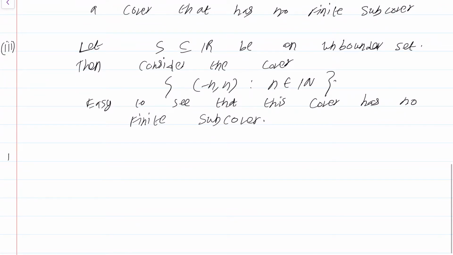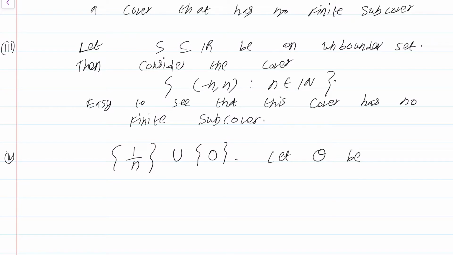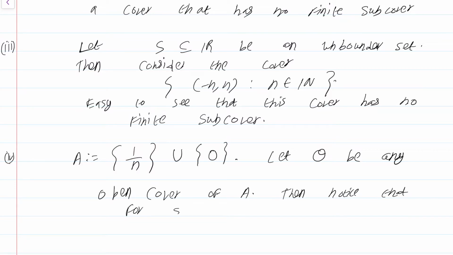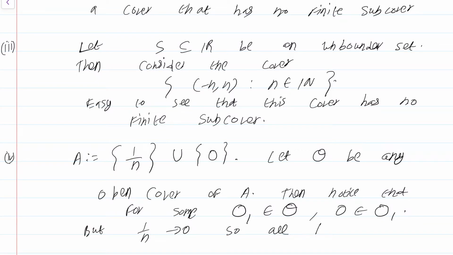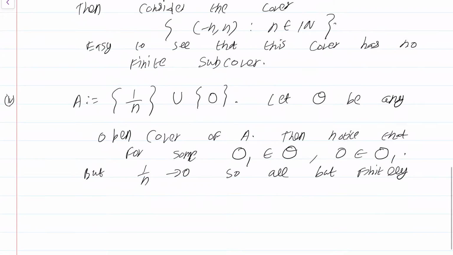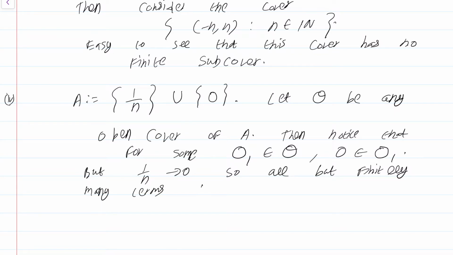Okay. A fourth example, consider the set {1/n} union the set with 0. Let me call this set A. Let O be any open cover of A. Then notice that for some O_1 in O, 0 belongs to O_1. Right? Because this is an open cover of A, some element in this cover has to contain the element 0. Right? But 1/n converges to 0, so all but finitely many terms must be in O_1.